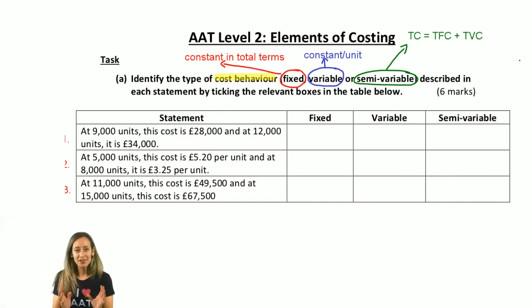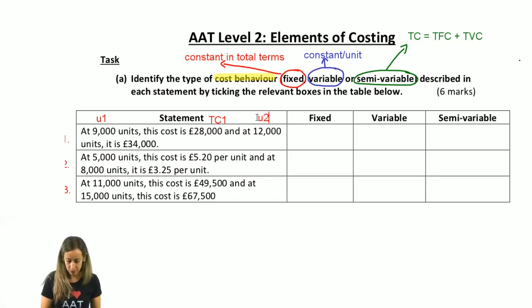So let's see then, with this essential knowledge that we have revised already about the cost behavior, what the three statements are telling us about the cost types. We are told that at 9,000 units, this cost is 28,000, and at 12,000 units, the cost is 34,000 pounds. So notice we've got two levels of activity, which I can call, if you allow me, units 1 and total cost 1. So for each level of activity we have a cost, and then we've got units 2, the second level of activity, the 12,000 units, and we've got total cost 2.